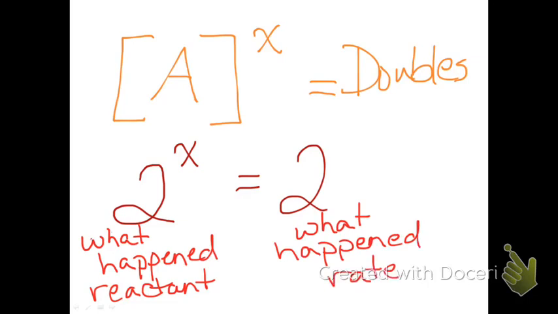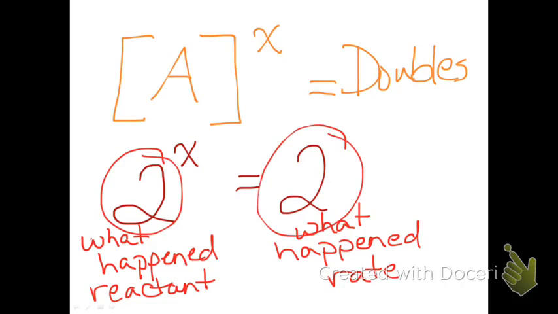So looking at 2^x is equal to 2, I know that my reactant has doubled, and I know that my rate has doubled. So 2 to a power is equal to 2. Well, we already know, by now we should, that 2 to 1 is always going to be equal to itself. So that tells me then that this is 2 to the first power.